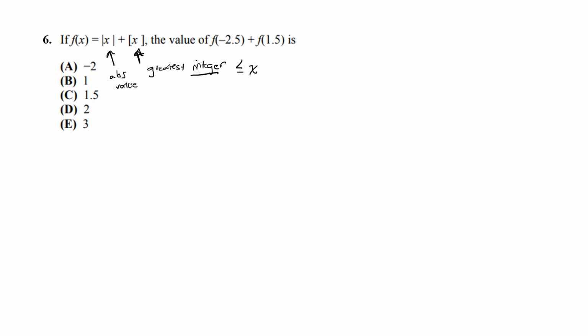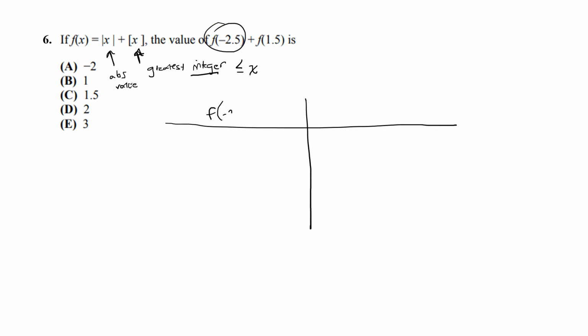So here's how I propose doing it, just so we don't get confused. Why don't we do it separately? Let's do f of -2.5 first on this side, f of 1.5 here, and then we can just add them together at the end, because there's an addition sign here. So let's just do them separately and see where that gets us.